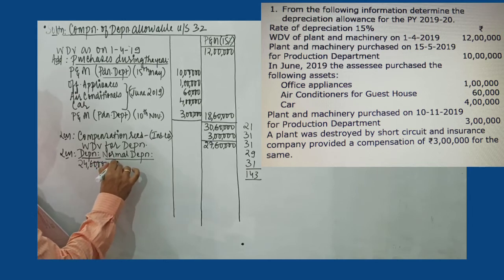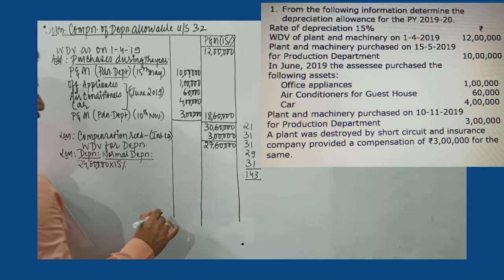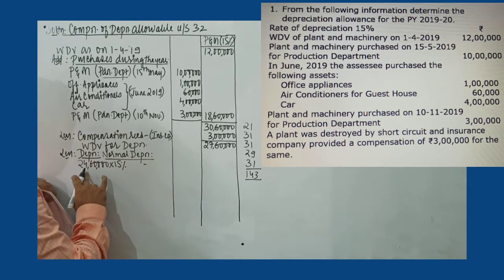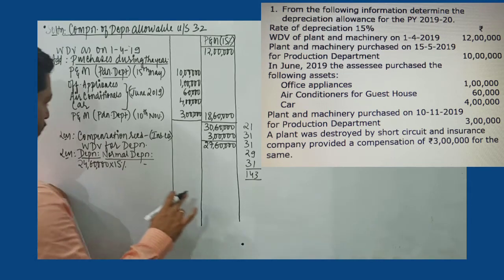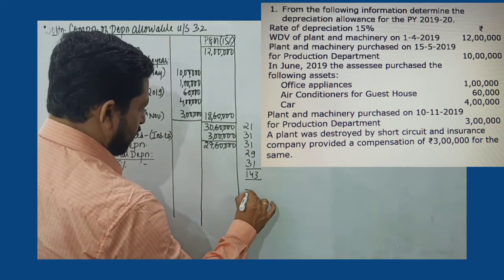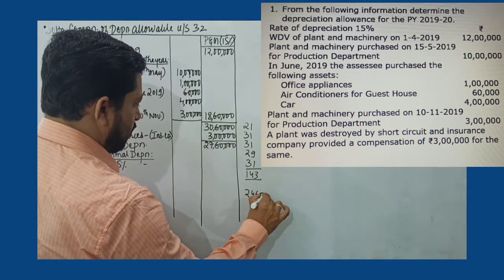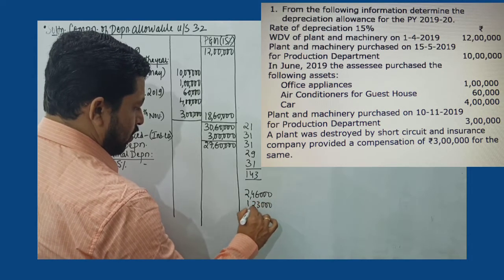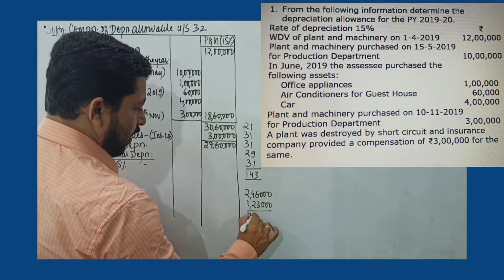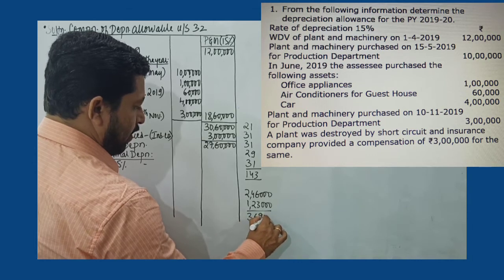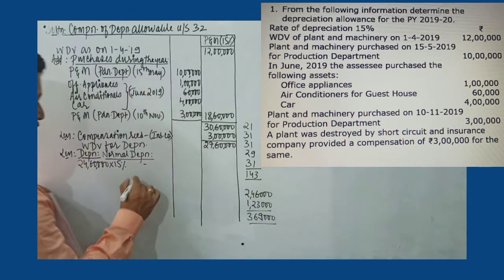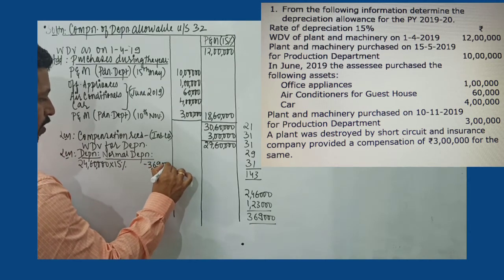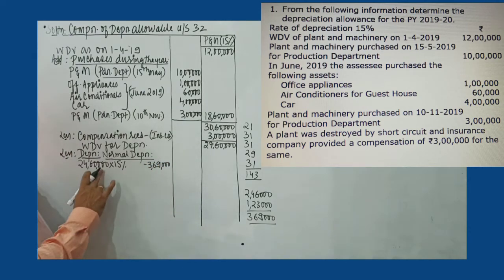at the rate of 15%. You are going to calculate it for full year. So 24 lakh 60,000, 24 lakh 60. So 10% is 2 lakh 46,000 and half of that is 1 lakh 23,000. So total depreciation is 3 lakh 69,000. So 3 lakh 69,000 is the depreciation, normal depreciation on this particular value.